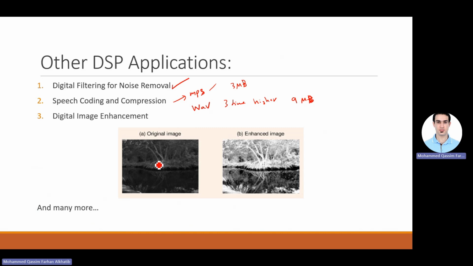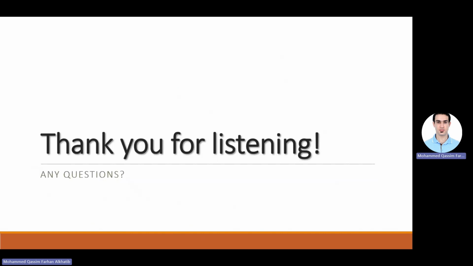Also enhancement. So some images like this one don't have much features. It looks dark. By doing some certain process called contrast stretching, you have, let's say, the same image but with more features, especially like the tree reflectance on water. Here you barely see it. And there are more applications, like edge detection. You detect the edges in images. Even in audios, sometimes you detect anomalies in audios, and many more.